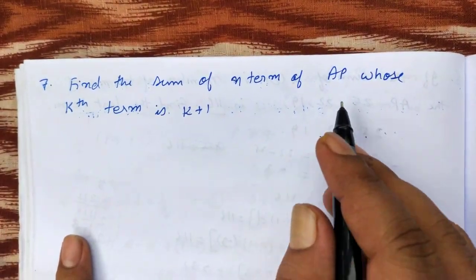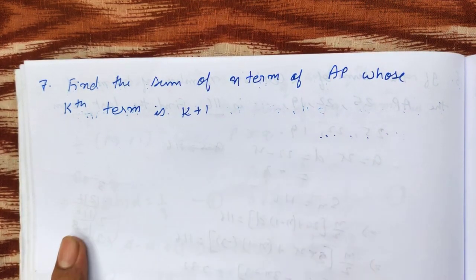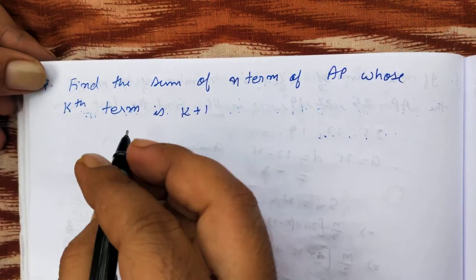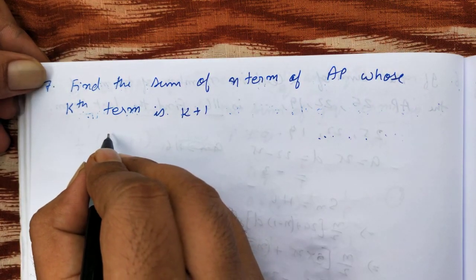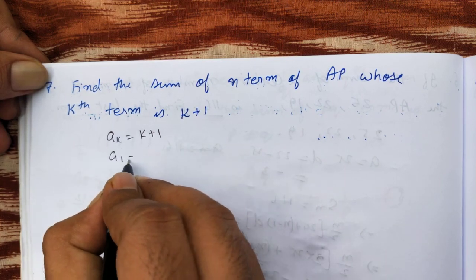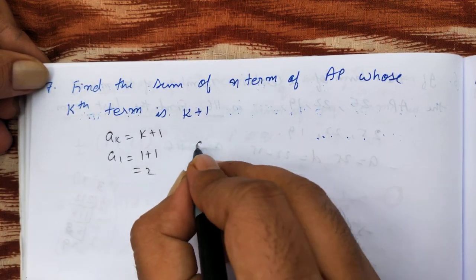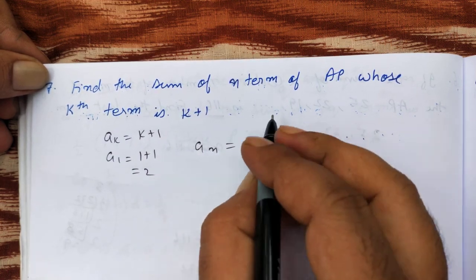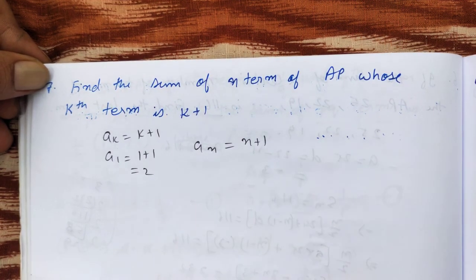Find the sum of the nth term of an AP whose kth term is k plus 1. So simple. First we need a first term. A_k is given as k plus 1. So we'll find A1, that is 1 plus 1, that is 2. And for the sum of the n terms, we'll find A_n, that means n plus 1.